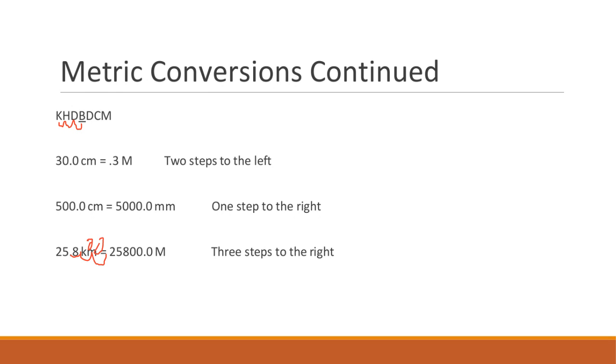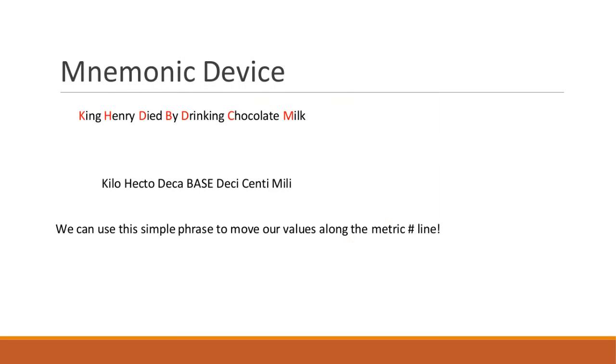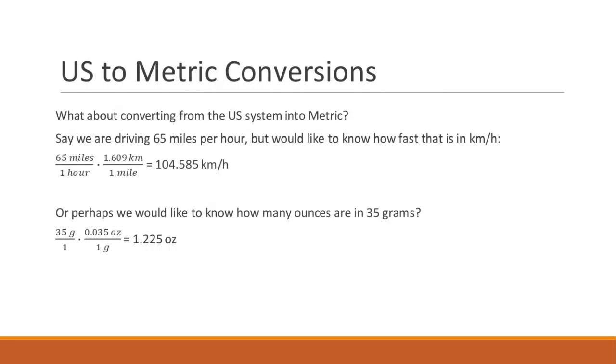So use that, the King Henry method, the King Henry died by drinking chocolate milk method, for any of those quick unit conversions, because it's going to be much easier than trying to look at something like this, figure out the difference, do all of that. And that's just me personally where I get to with it.